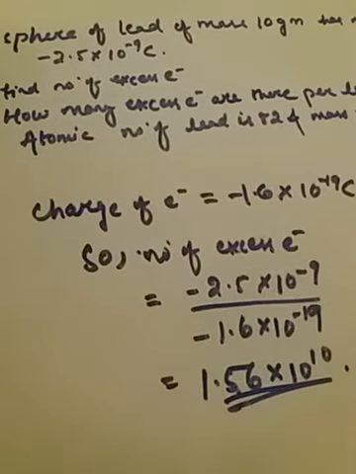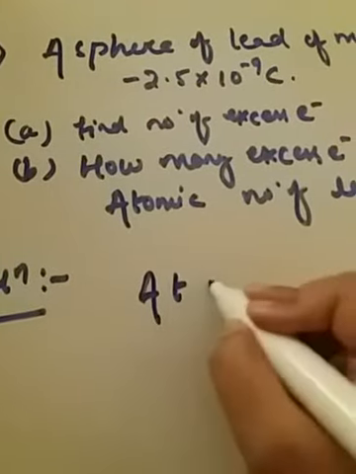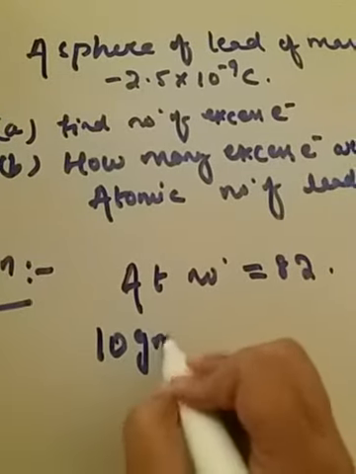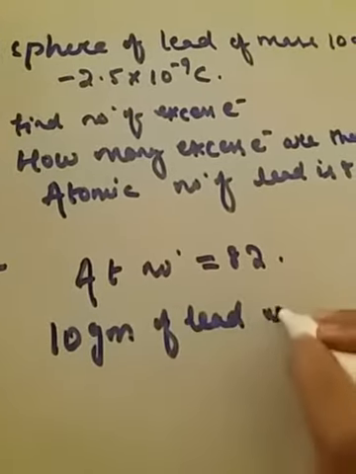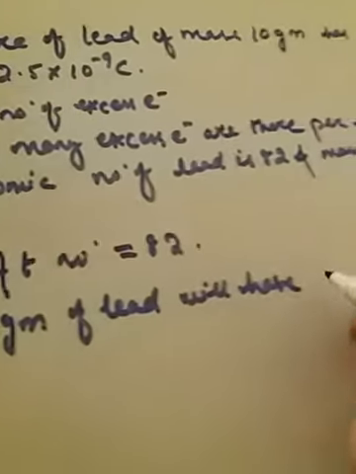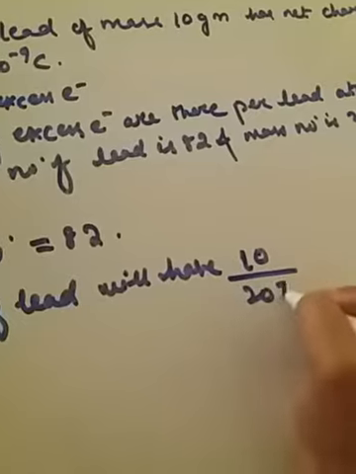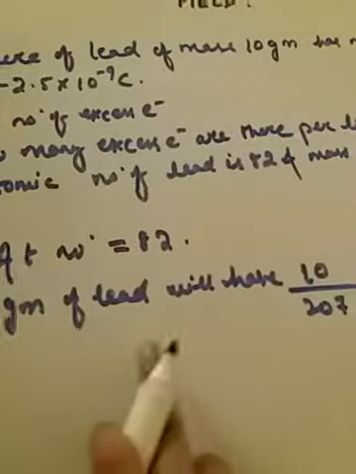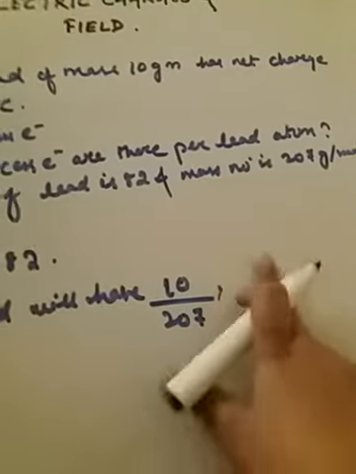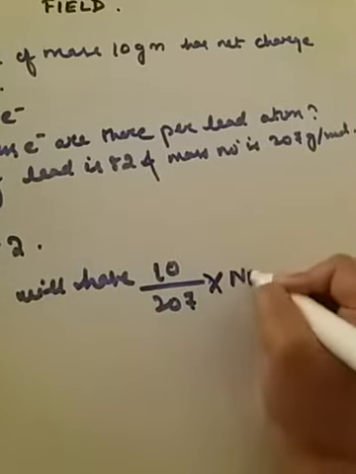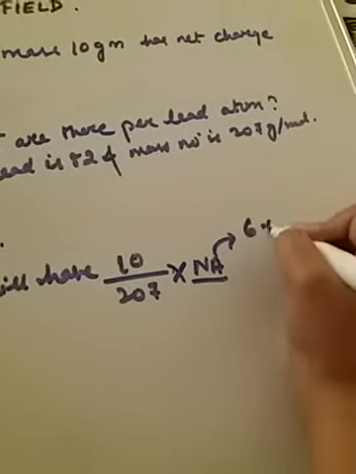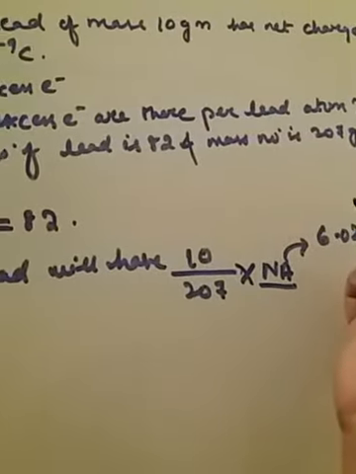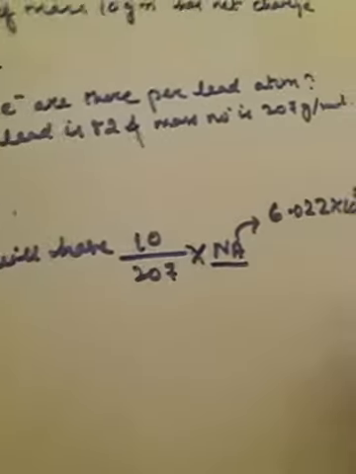Then let's see the next bit. Atomic number of lead is 82. So 10 gram of lead will have 10 by 207 into 82. So 10 gram of lead will have 10 by 207, sorry, I'm really sorry, 10 by 207 into Na, which is 6.022 into 10 to the power 23 atoms per mole.